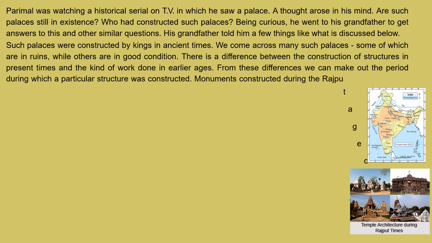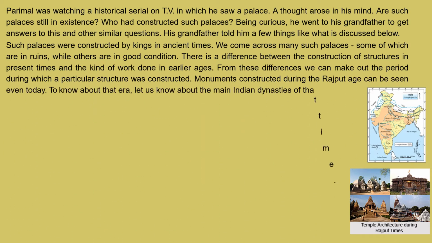Such palaces were constructed by kings in ancient times. We come across many such palaces, some of which are in ruins. Ruins means, children, the physical destruction, while others are in good condition. There is a difference between the construction of structures in present times and the kind of work done in earlier ages. From these differences, we can make out the period during which a particular structure was constructed.